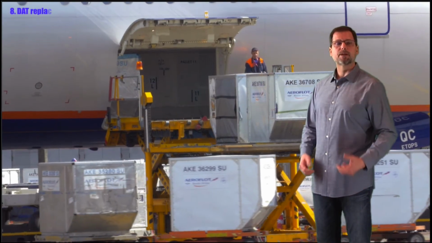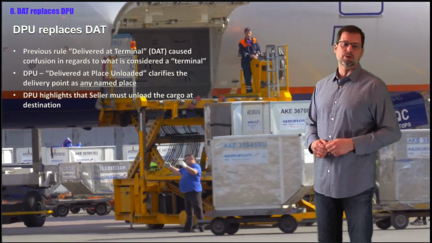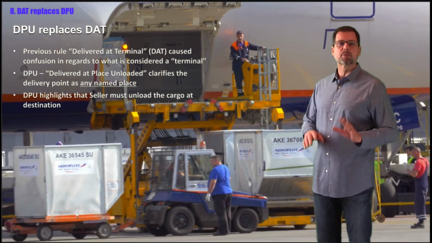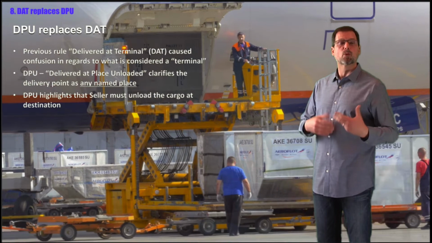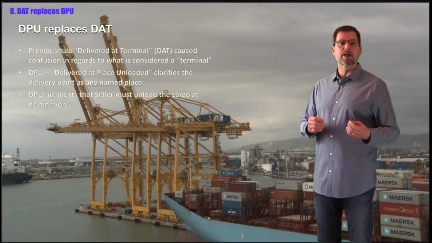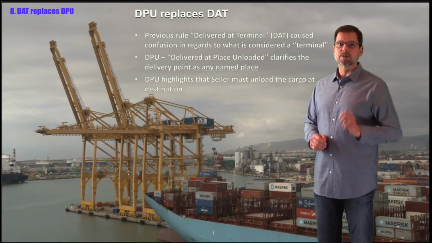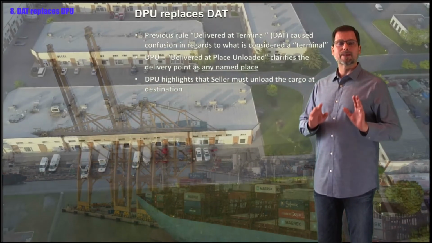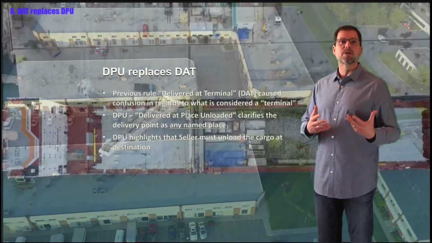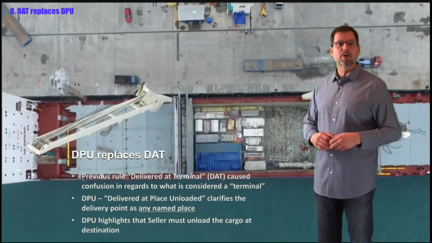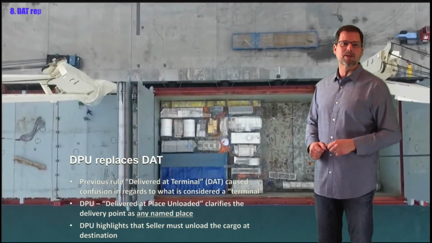The rule DAT, delivered at terminal, turned into DPU, delivered at place, unloaded. Now, the rule itself didn't change, but the word terminal in DAT had caused some unnecessary confusion to users on whether or not the delivery point had to be an actual terminal in a port or cargo facility, even though the 2010 rules did define the word terminal as any place, whether covered or not. Therefore, changing the DAT to DPU defines the delivery point as any place, while also identifying that the cargo needs to be unloaded by the seller.